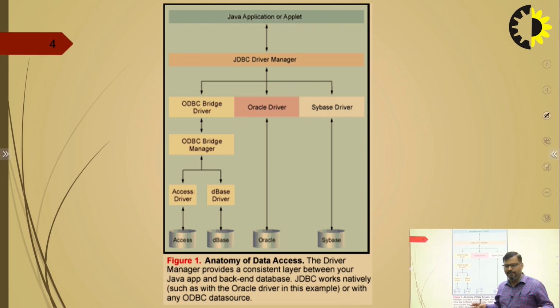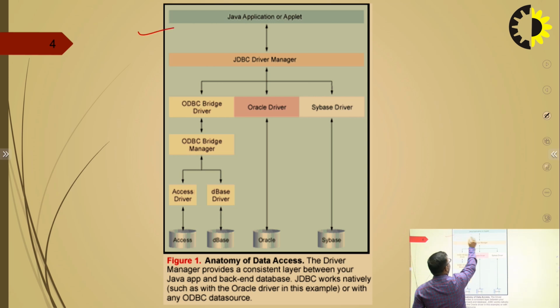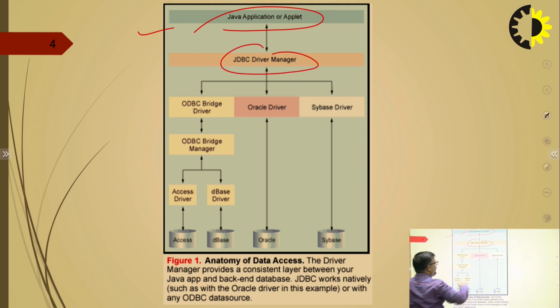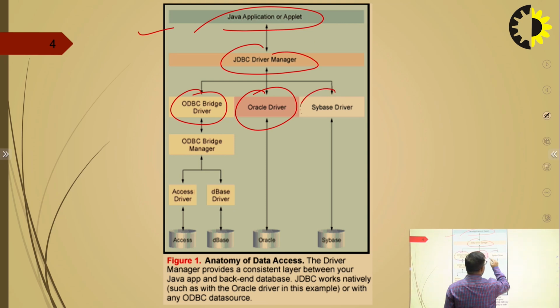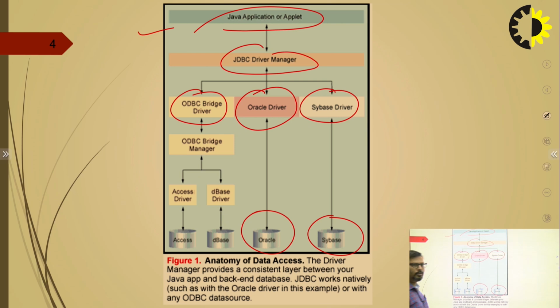Okay. So here we will discuss the anatomy of data access. This is the Java application or applet, which uses the JDBC driver manager. Again, we will use three types of information systems. First, we will use the ODBC driver manager. Second, we will communicate directly with the Oracle driver. Third, we will communicate directly with the system based driver. The Oracle database driver directly fetches the data from the Oracle database, and the system based driver directly accesses the data through the system base.